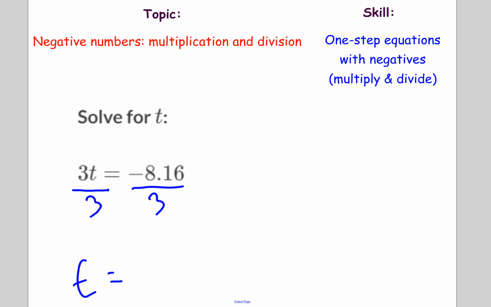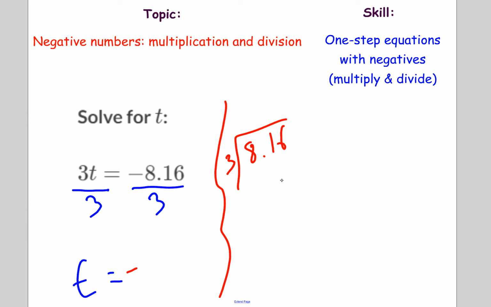So negative 8.16 divided by 3. I call this, by the way, keep your neat work over here and your scrap work kind of on the side. So I'm going to do this. A negative divided by a positive is going to give me a negative answer. Now I'm going to do 8.16 divided by 3. I'm going to call this my scrap work.